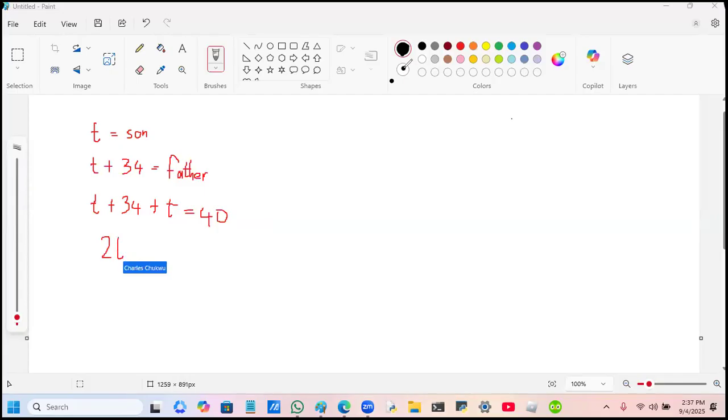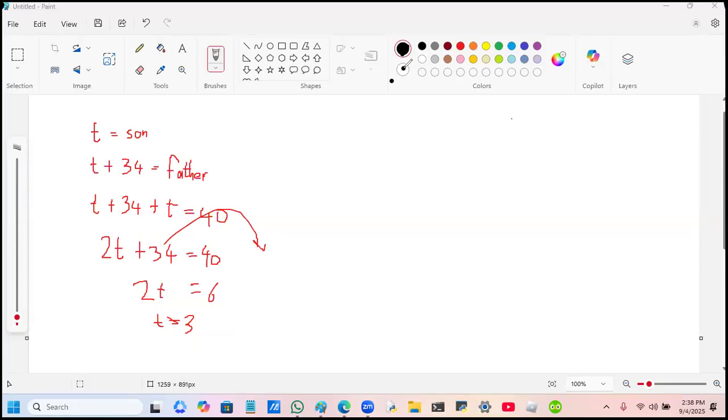If you collect like terms, 2T plus 34 is equal to 40. Let me finish it. 34 will go over to this side, so 40 minus 34, which is 6. So 2T is equal to 6, and therefore T will be equal to 6 over 2, which is 3. Then you can now add 2 to T to give you what the son's age will be now.